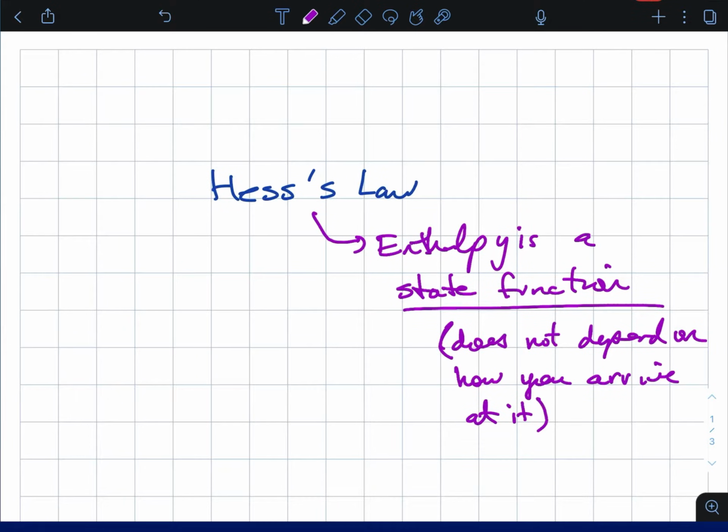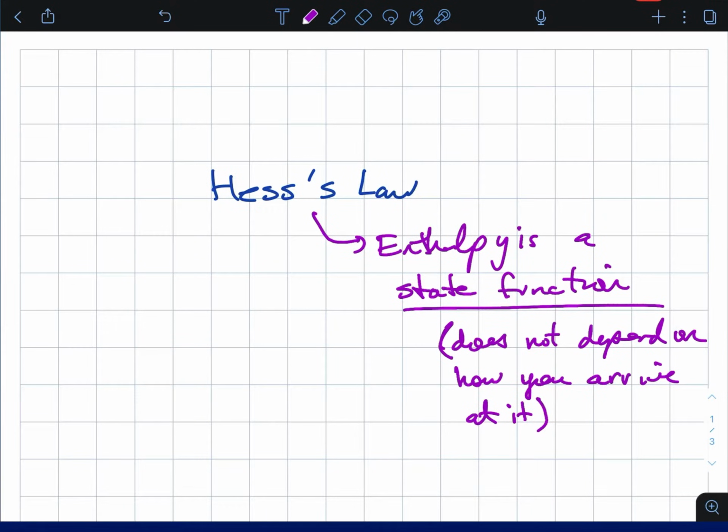So the distance from your house to the grocery store is a state function. The distance you travel to get there, or the amount of time it takes you, or the amount of gasoline you spend driving there, if you go in a car, those are all not state functions. Those are path dependent. They do depend on how you get there. Enthalpy does not matter how you get there because it is a state function.